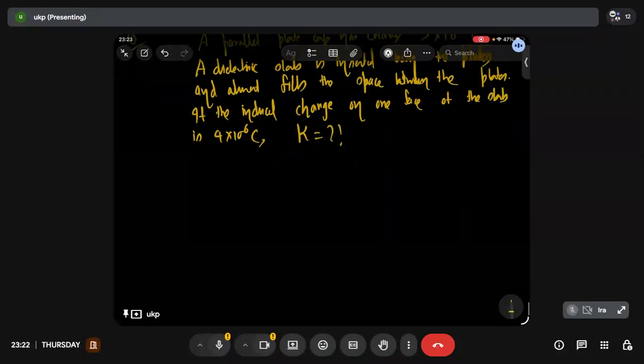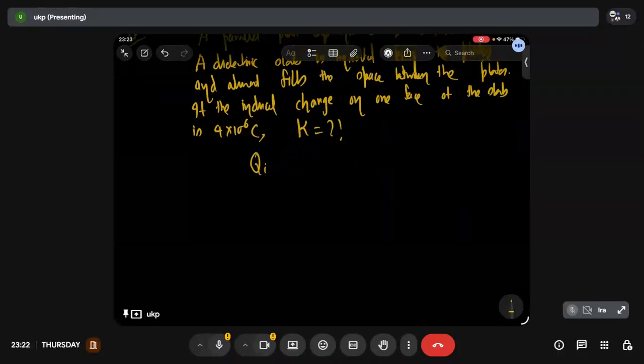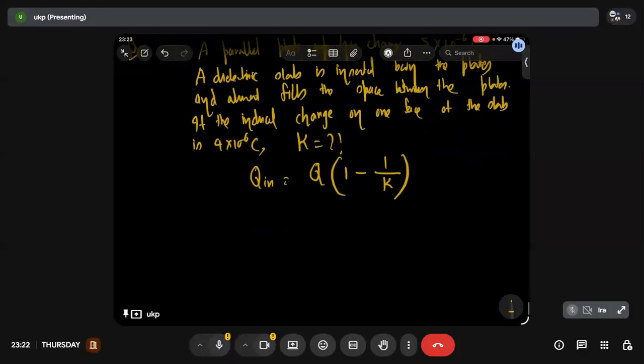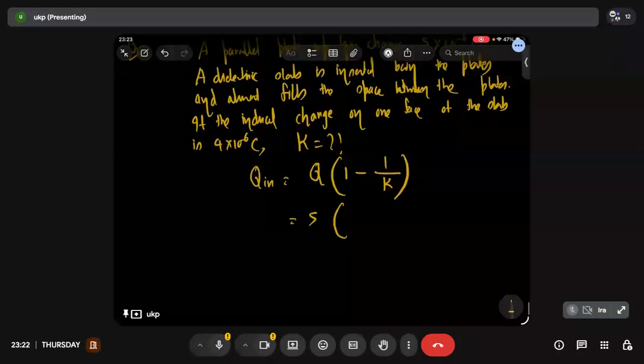Come on, what was the formula for induced charge? Was it the charge on the positive plate of the capacitor into 1 minus 1 by dielectric constant? Here the charge has been given to be 5 millicoulomb into 1 minus 1 by K. We have to find out K. And this is given 4 millicoulomb.